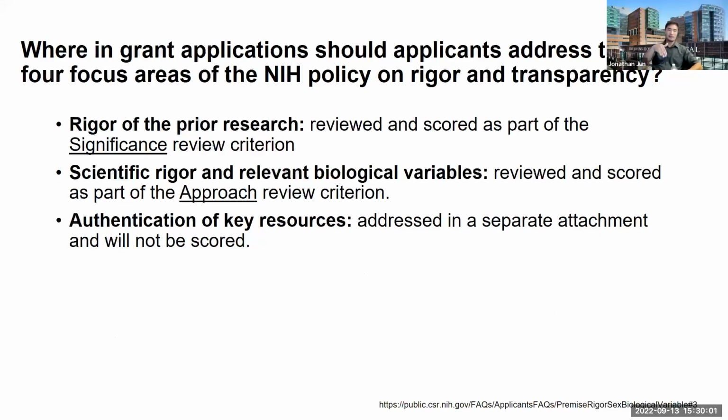Okay, so this is just to kind of rehash. Where in the grant application should applicants address the four focus areas? Rigor of prior research goes into your significance section, right? That's the opening part. Talk about prior research. That's the rigor of prior research. When it comes to scientific rigor and biological variables, that's in the approach section. That's where those elements should be evident. The authentication part is actually not a scored item. It does not contribute to your score, but it is still a required element in the grant application.